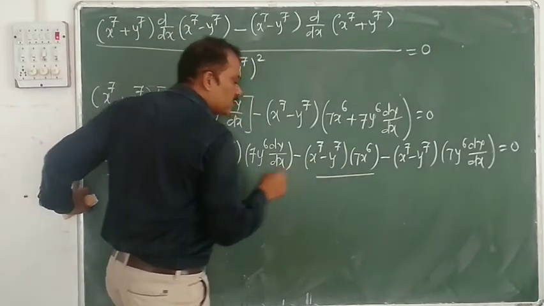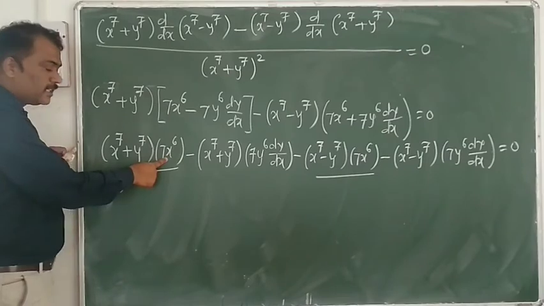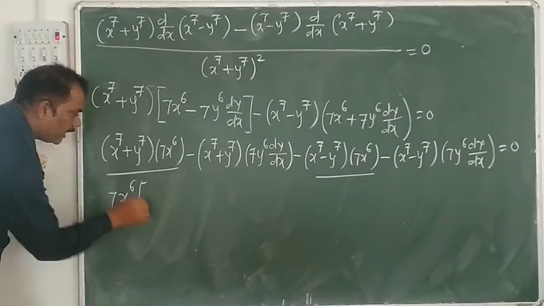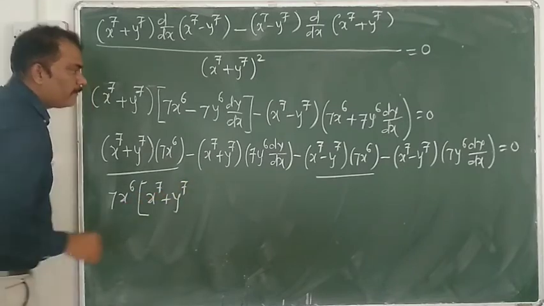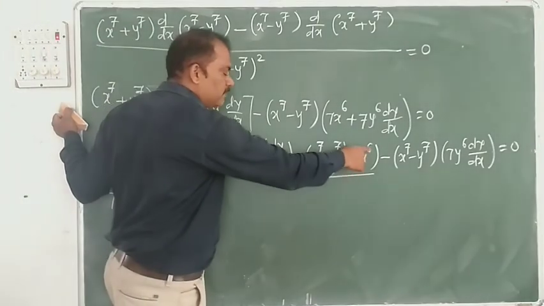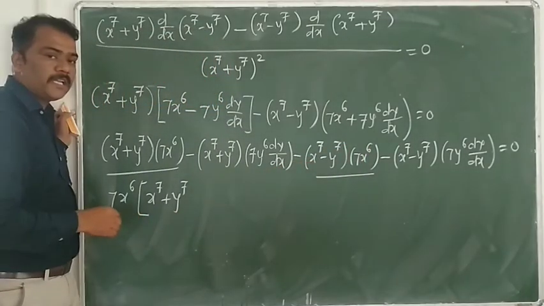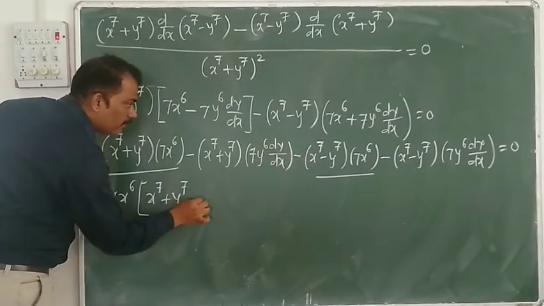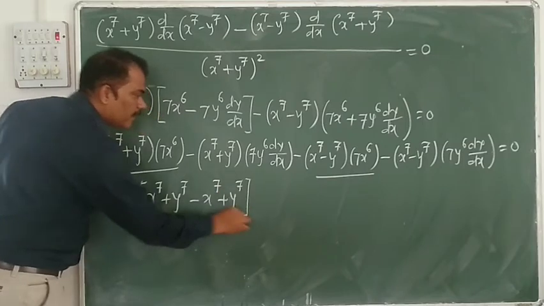Okay, this term does not contain dy/dx. This term also does not contain dy/dx. From these two terms we have to take 7 times x^6 common, so 7 times x^6 into bracket, here remaining (x^7 + y^7). Then we take 7 times x^6 common, remaining minus into bracket (x^7 - y^7). We have to multiply minus inside the bracket, so that minus x^7 plus y^7.